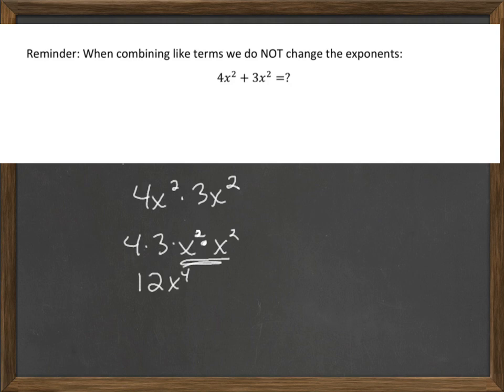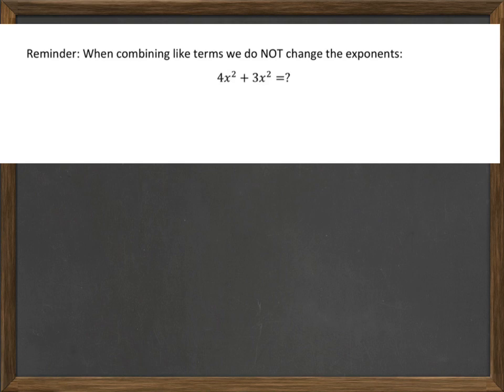So, again, when we are adding, we're literally just counting things. And the things that we're counting do not change just because we counted them. So, 4x squared plus 3x squared is equal to 7x squared, okay? Do not change the exponents. Resist that temptation. All right.